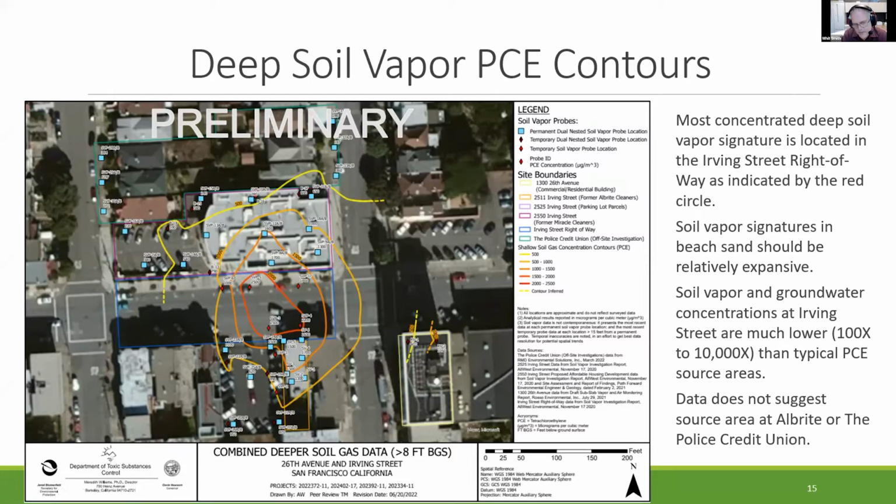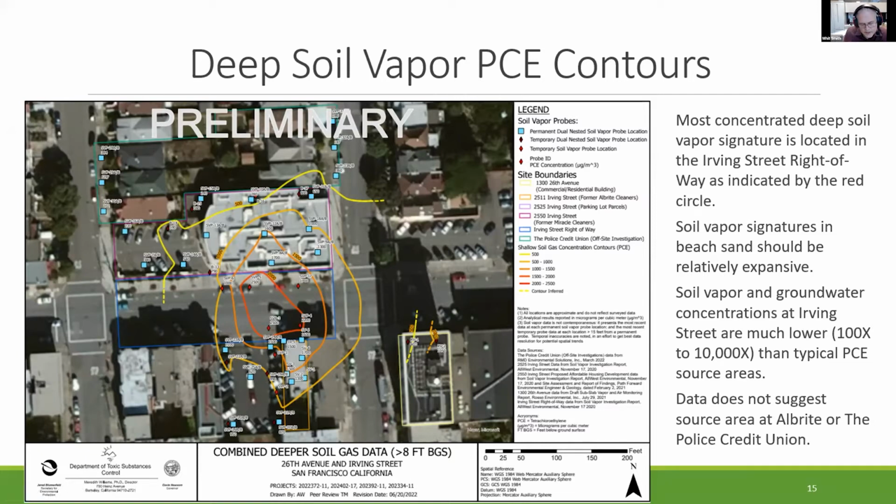Because we're in a beach sand environment, the signal from historical PCE releases should be relatively expansive laterally when compared to other types of typical Bay Area geology, such as soils or clays. That is, we don't think you need to be exactly over a PCE release in order to detect a signal from it, because vapor moves so easily laterally through this permeable beach sand matrix.